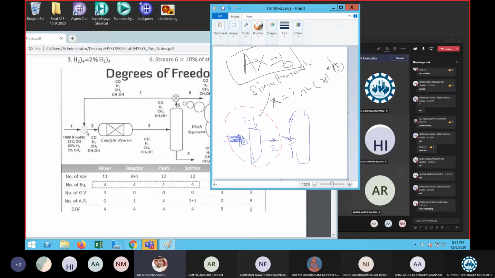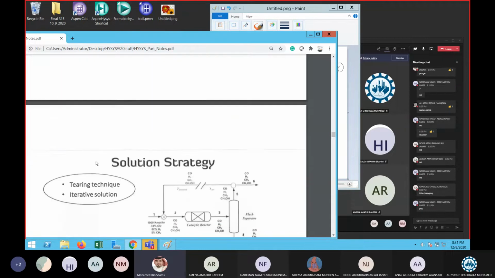Another answer could be, Doctor, you see the mixer degree of freedom is 4. You can see that the degree of freedom of the mixer is 4. You cannot solve it. It won't be solved. Its degree of freedom is 4. For you to be able to solve it, this must have a degree of freedom 0. Agree, Shabab? So how can we solve a problem with a recycle in HYSYS? That's why we need a special strategy.